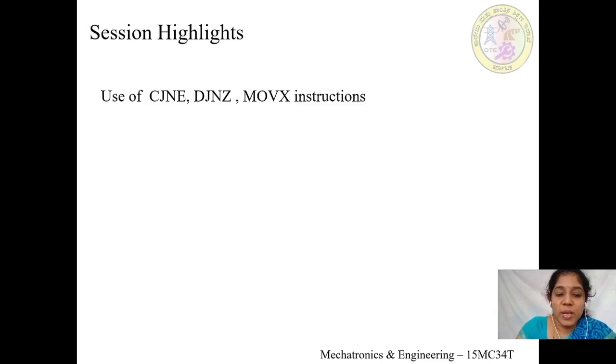So what are the takeaways? We have used the CJNE instruction, compare and jump not equal, and DJNZ, that is decrement and jump if not 0, and MOVX, that is move data from external memory location. In the CJNE instruction, it will compare, and if they are not equal, it goes to the label. And also we have checked the updating of the carry flag. If the carry flag is set, some operation has to be performed. If the carry flag is not set, then some other operation has to be performed.